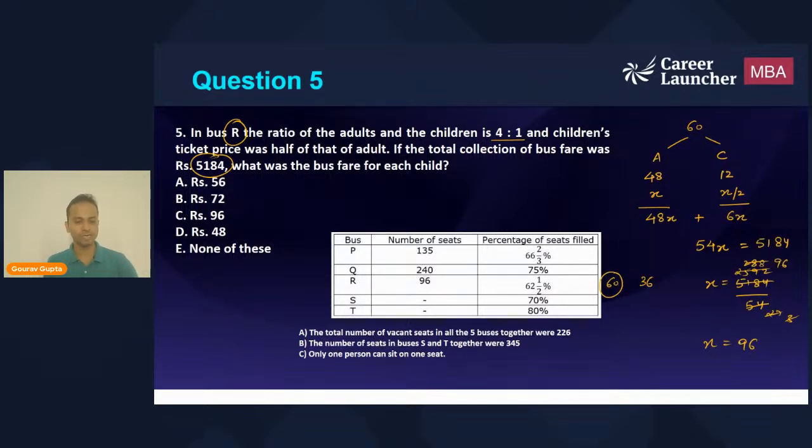I hope all of you are getting the same value, right? So 96 is the value of X. What was X? X was the fare of an adult, right? The question is, what was the bus fare for each child? For each child, the bus fare is half of X. So we have to calculate X upon 2, that will be 96 upon 2. And the final answer will be equal to 48. So the correct answer is option B.